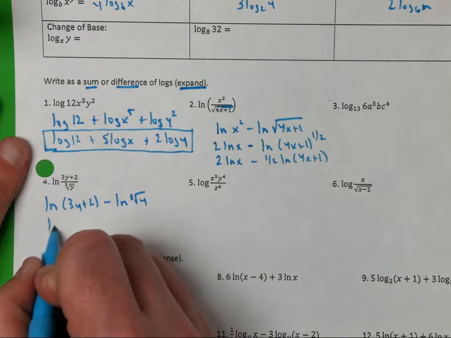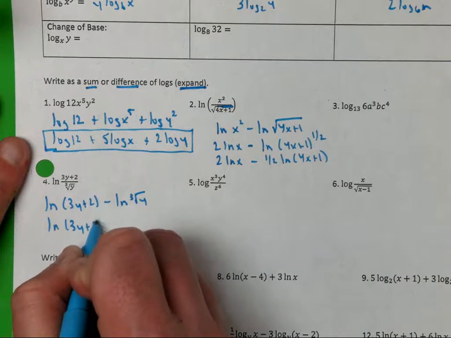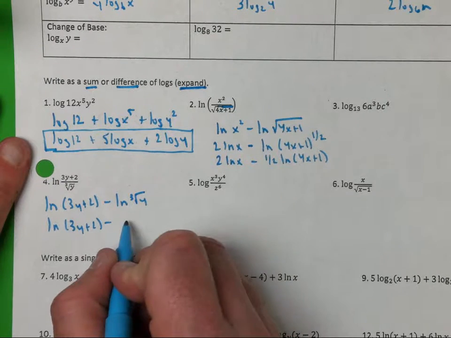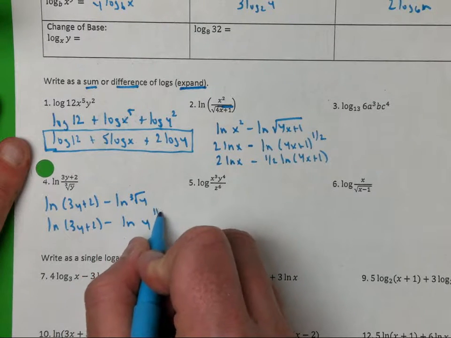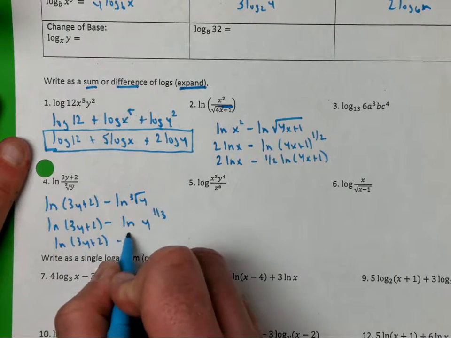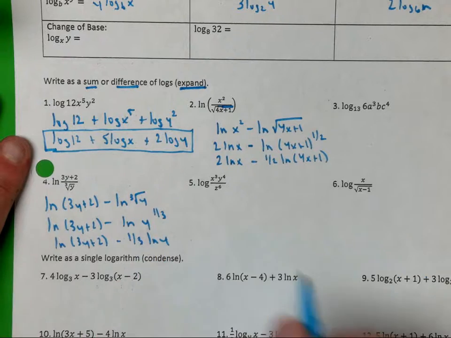Okay? Can't do much here, but I can rewrite this as y to the 1/3. And then bring that 1/3 down. And that would be my answer.